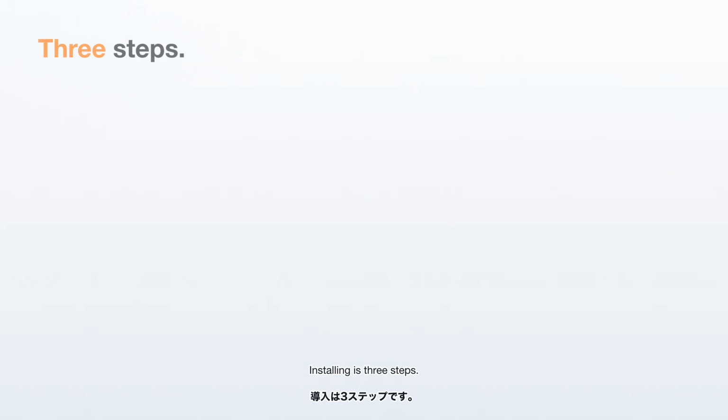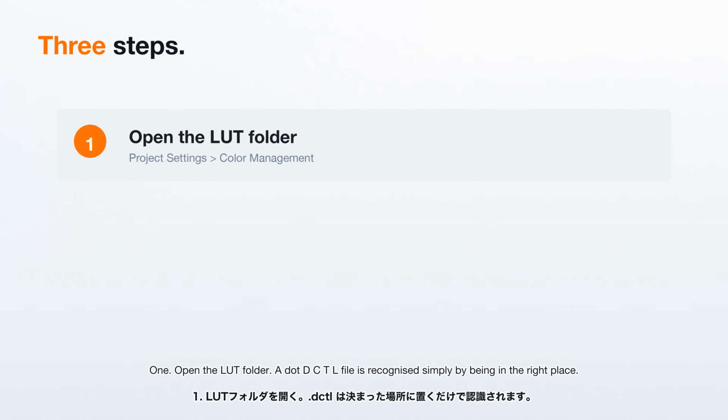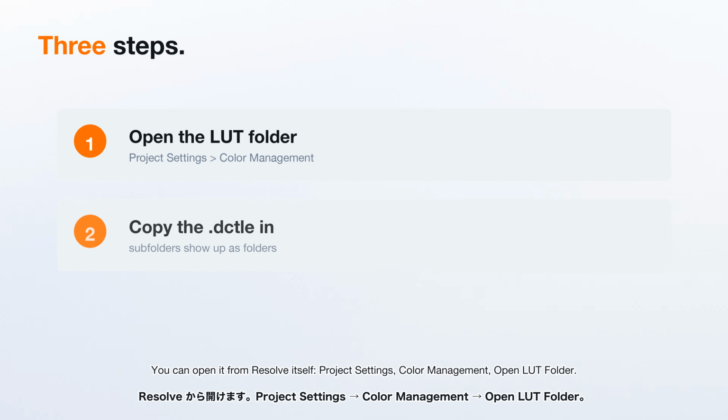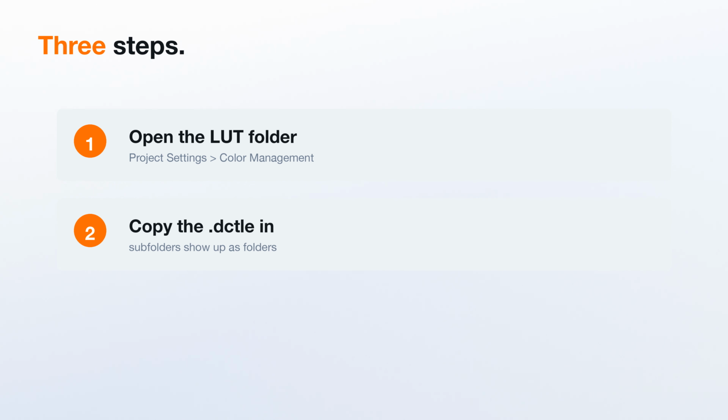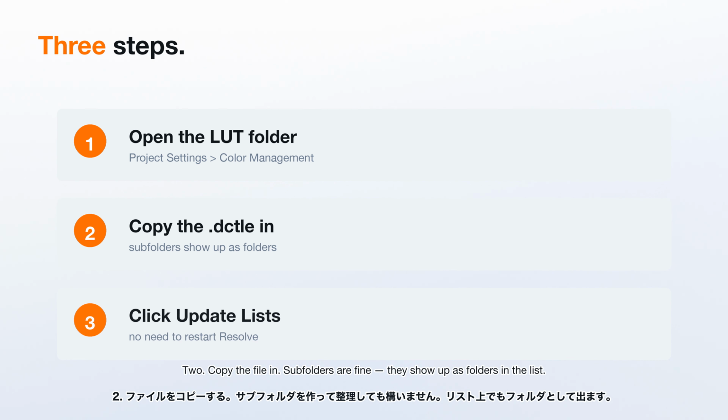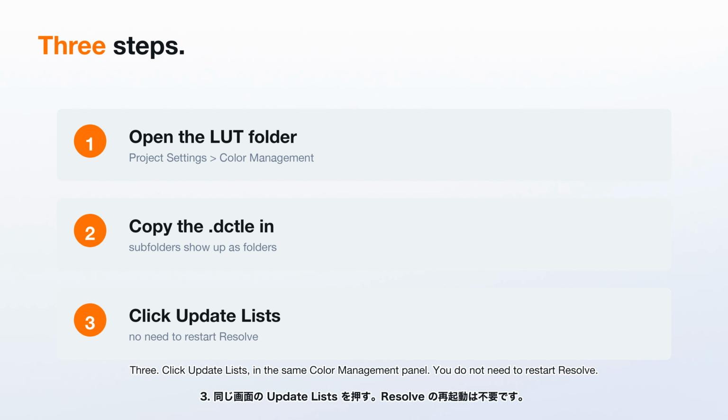Installing is 3 steps. 1. Open the LUT folder. A .dctl file is recognized simply by being in the right place. You can open it from Resolve itself: Project Settings, Color Management, Open LUT folder. 2. Copy the file in. Subfolders are fine, they show up as folders in the list. 3. Click Update Lists in the same Color Management panel. You do not need to restart Resolve.